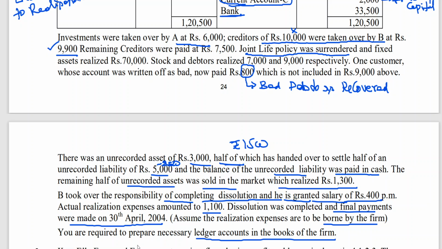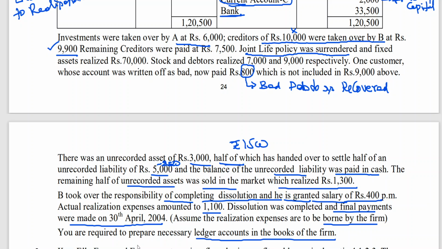So 4 months time you have taken to dissolve the firm. In this 4 months, if activity has taken place, you have to prepare a separate final account. Then again you have to go for the balance sheet. Then you should go for dissolution. But in this particular problem, 4 months time they have taken, but there is no activity.